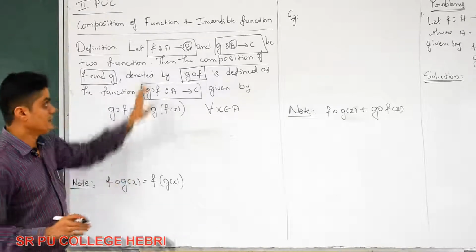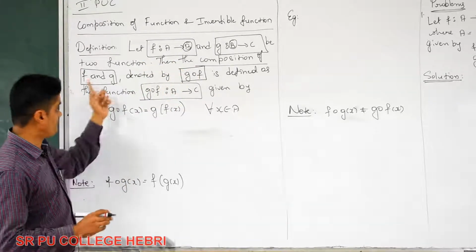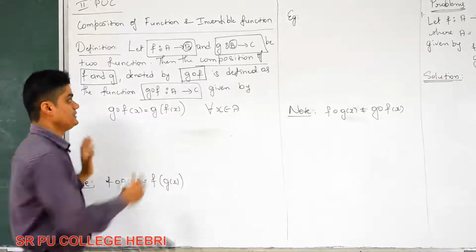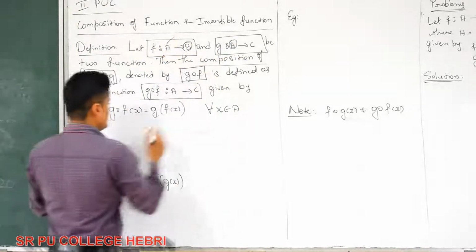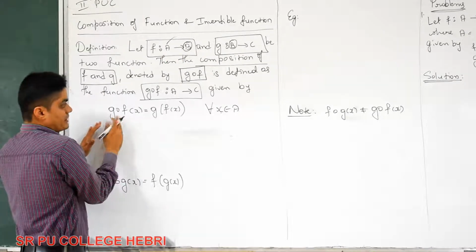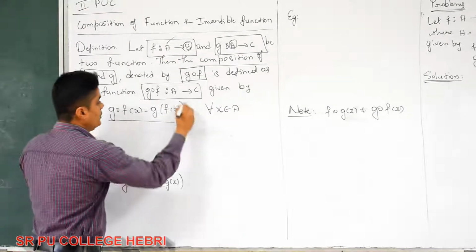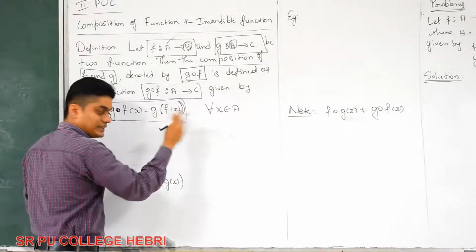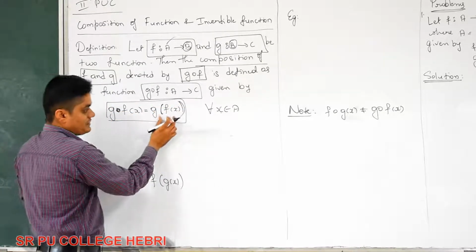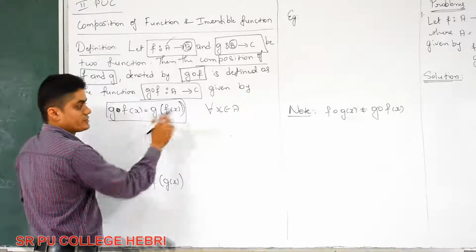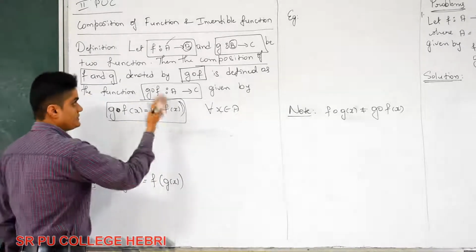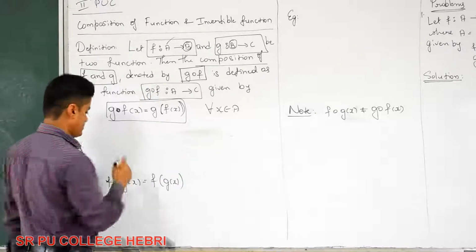So how to define it: consider two functions, then the composition of f and g is g of f. It is a function from A to C, and it is defined by (g of f)(x) equal to g(f(x)), which is true for all x. We are going to use this in problems. If the definition isn't clear 100% yet, don't worry, I'll explain.